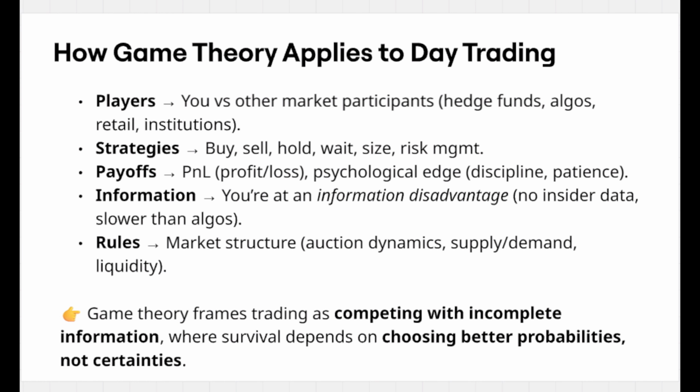You should know this right off the bat. We're competing with incomplete information, so we're already at a very high disadvantage compared to institutions. One, we don't have the capital, and two, we don't have the resources. So when it comes to game theory and trading, it really comes down to survivability. How can you repeat a certain action multiple times and increase that probability when there's no certainty, right?